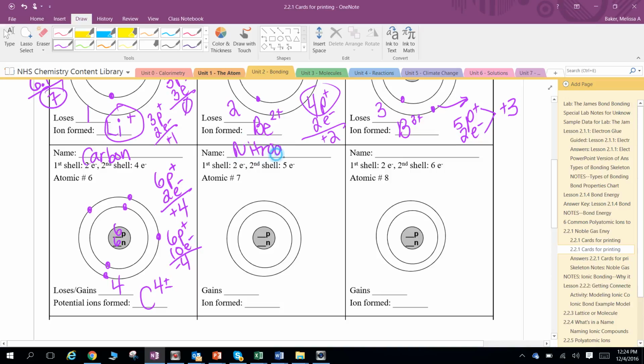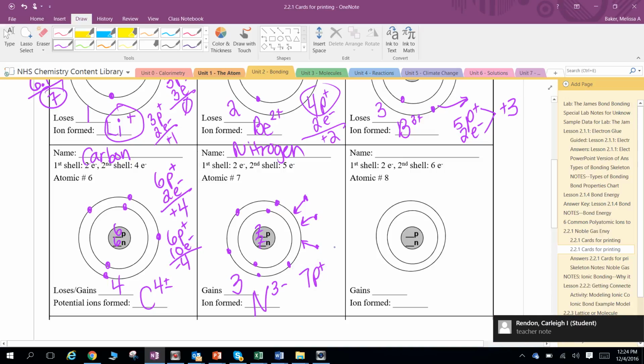Element number 7 is nitrogen. This is the crossover that happens here. Nitrogen's got 5 electrons in its outermost shell. So it could lose 5 and be like helium, or it could just gain 3 electrons to be like neon. So it's going to gain 3, and it's going to form a -3 charge. That's because it's always got 7 protons, and since it had 7 electrons and now it gained 3, it overall has a -3 charge.